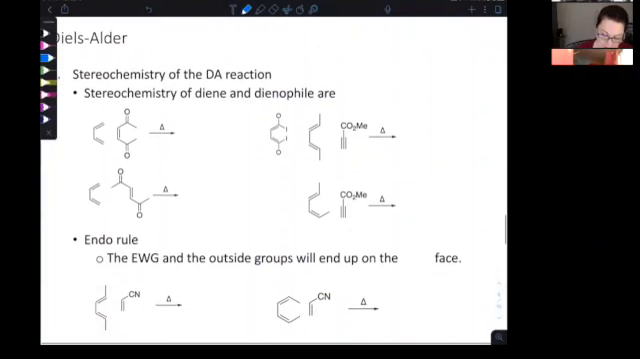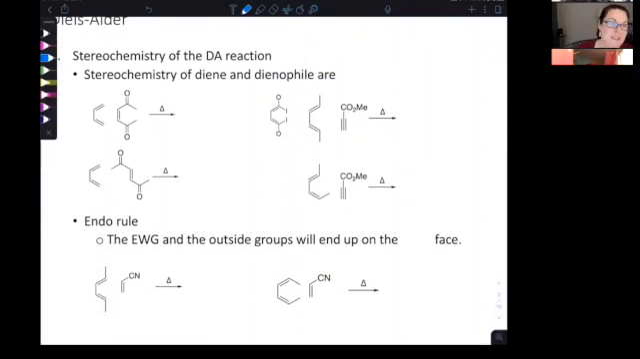Take us to stereochemistry. All right. There are basically two rules for stereochemistry, and as long as you know these two rules, you can figure out how all the stereoisomers are made. And here are the rules.